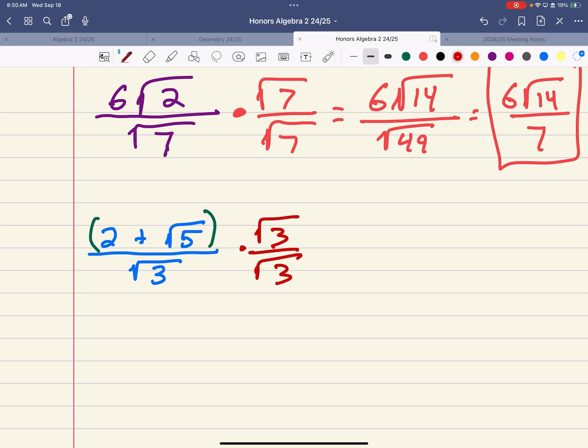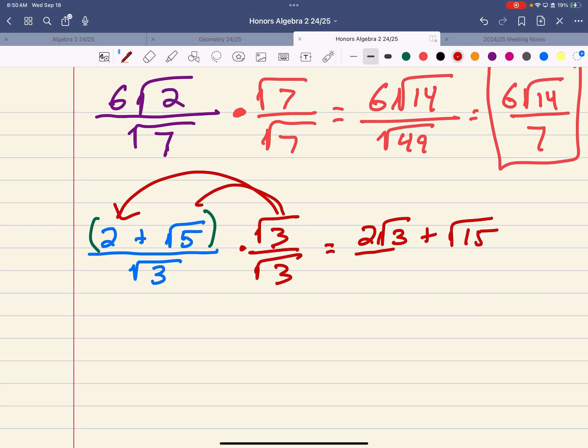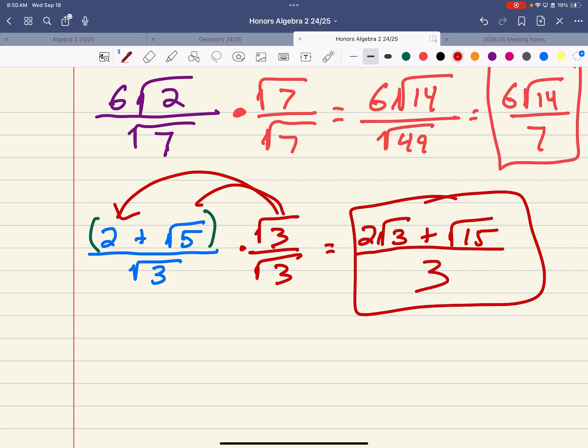3 over radical 3. So we have to remember to distribute. So that's 2 radical 3 plus radical 15 over, what's it going to be over? In the end, what's it going to be over? 3. Radical 9. Save yourself some writing. You know that's radical 9 at this point. Just put 3. That's your answer.